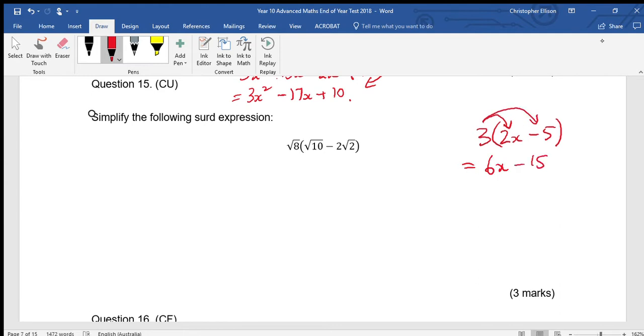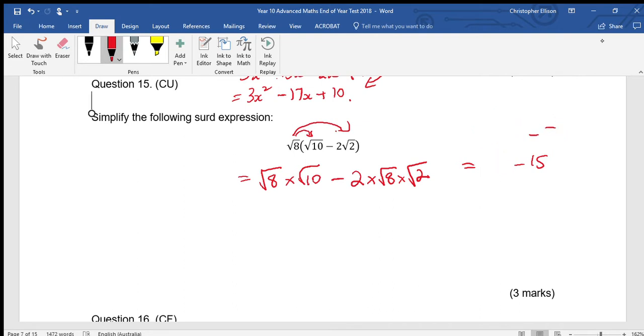Now the same thing applies here when we've got surds. So what it means is that we would go square root of 8 times by the square root of 10, and then we're going to have negative 2 multiplied by the square root of 8 multiplied by the square root of 2. So I'll get rid of that now. Don't need that, it's just an example.